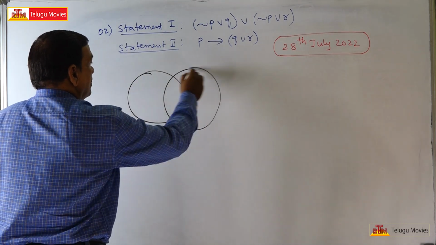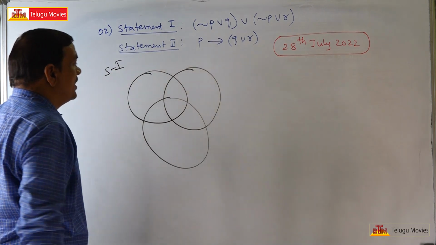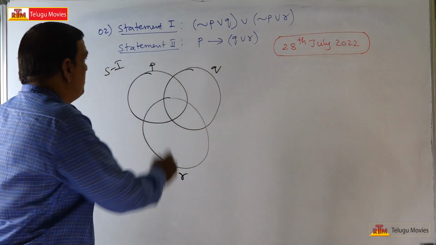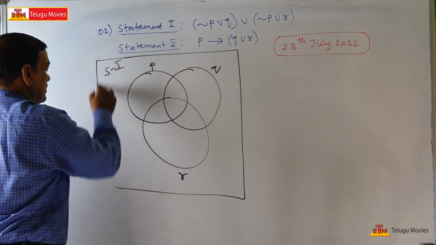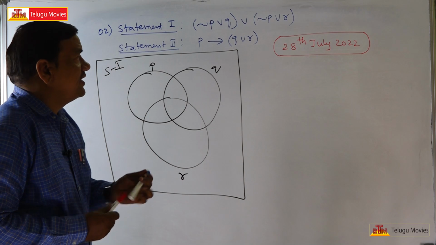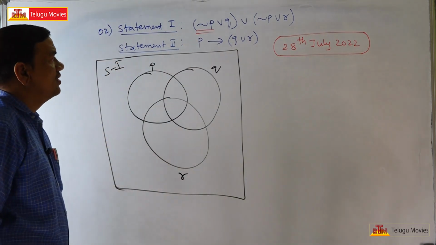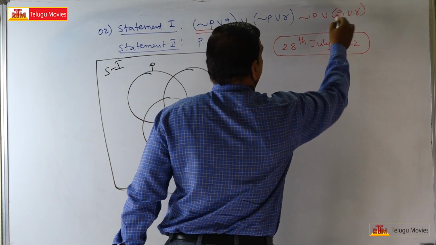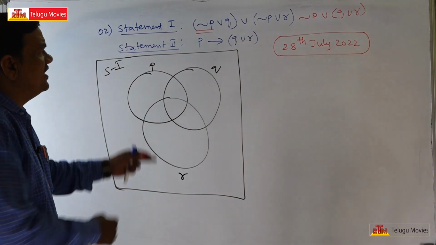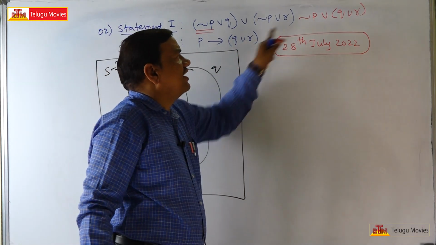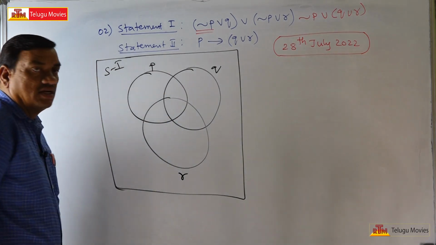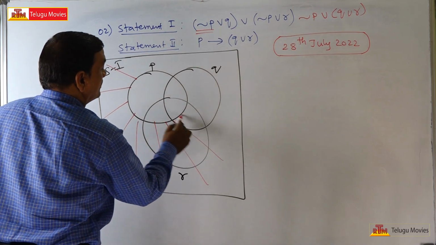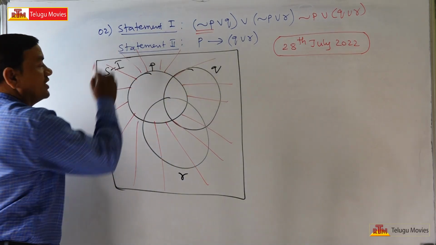So this is P, Q, R. I am writing statement 1. Okay, this is a universal set. Negation P means what? First I am writing negation P. Otherwise you can write it as negation P of Q or R. Very easy, both are the same. Both are equivalent. By the distributive property you can write it so. Negation P means outside of P. Okay, now.